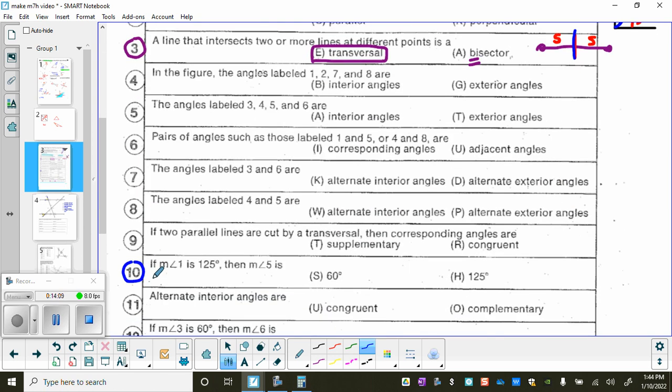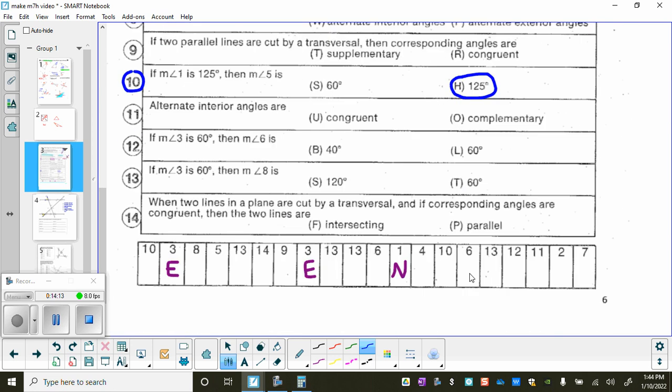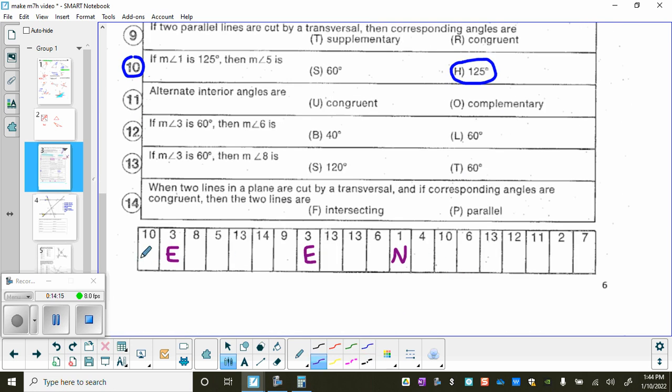All right, so I'm going to come down here to that one. I'm going to pick this. So number 10 was letter H. So we've got an H here. Any other ones? Yep, there's one.